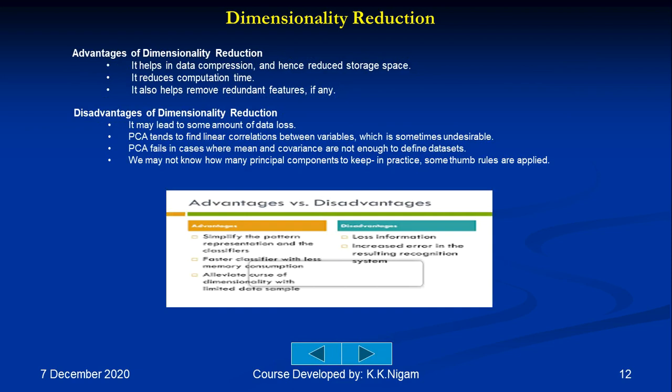Now, the advantages of dimensionality reduction: it helps in data compression and hence reduces storage space. It reduces computation time. It also helps remove redundant features. Some disadvantages: it may lead to some amount of data loss. PCA tends to find linear correlations between variables, which is sometimes undesirable. PCA fails in cases where mean and covariances are not enough to define data sets. We may not know how many principal components to keep in practice. Some rules of thumb are applied in this.